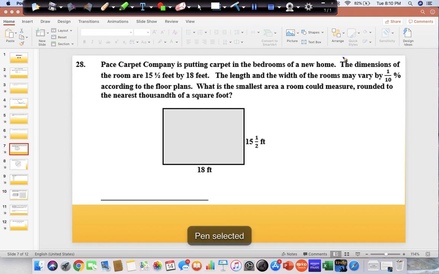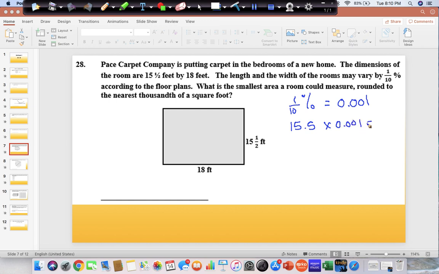Okay, so 0.1% is actually equal to 0.001. So what we are going to do is take 15.5 and multiply it by 0.001. And we can do this part in our calculator. 15.5 times 0.001. And that gives us, probably could have done that without a calculator.